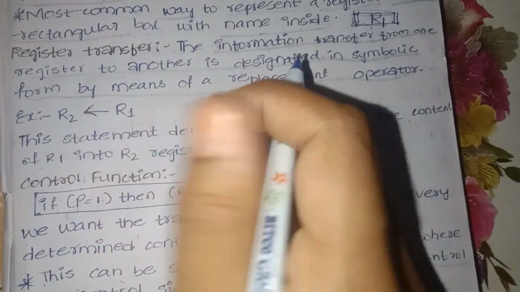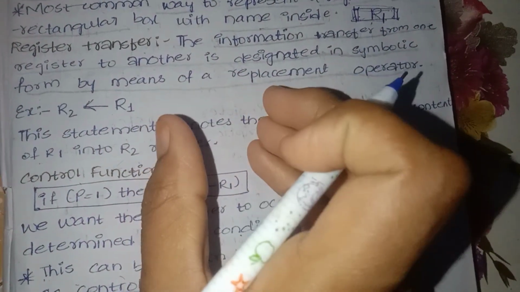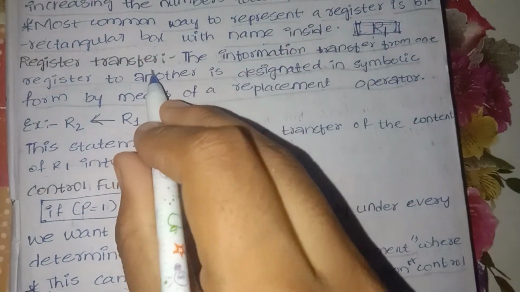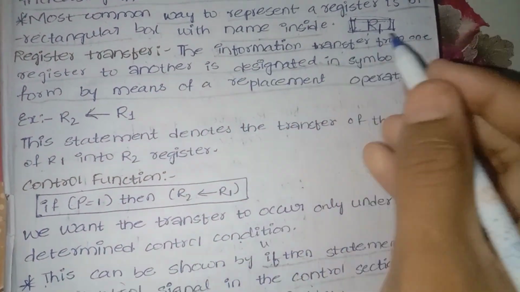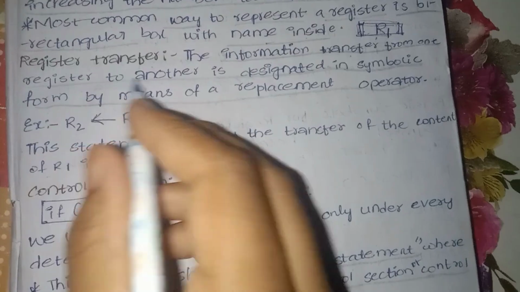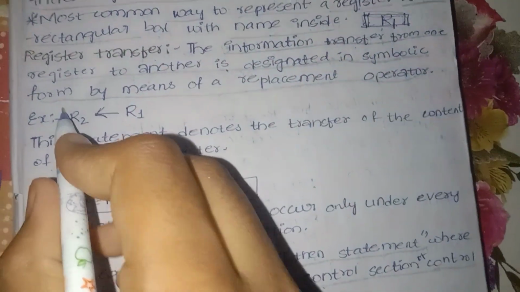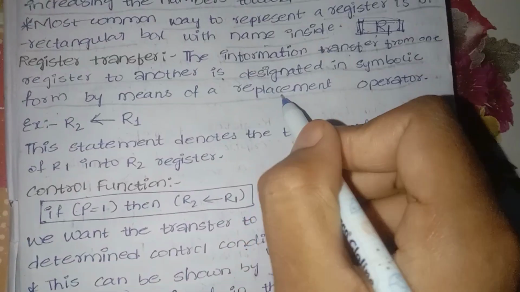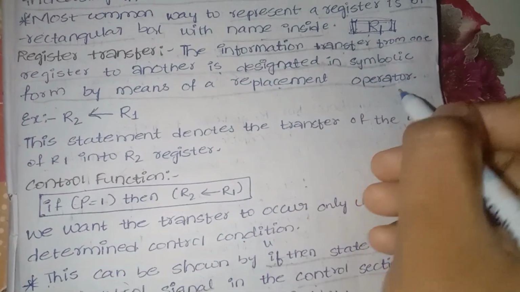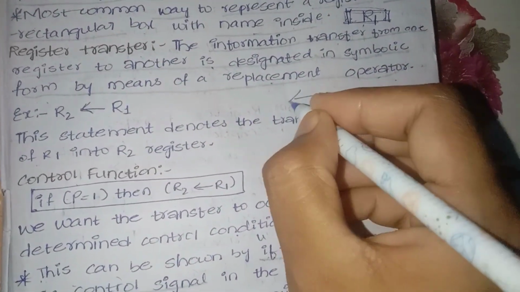Register transfer. What is the term register transfer used for? It is used for information transfer from one register to another register. It is designed in symbolic form by means of a replacement operator. The replacement operator is the arrow symbol.